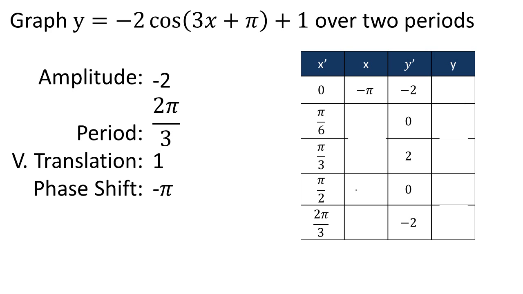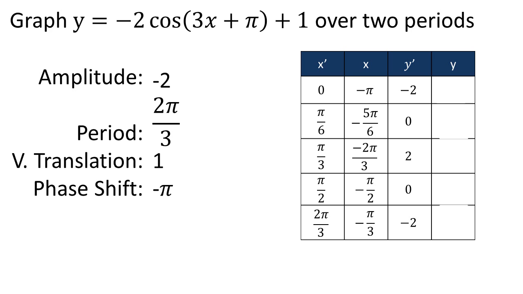Pi over 6 plus negative 6 pi over 6, that's what's going to give me the common denominator, is negative 5 pi over 6. Pi over 3 plus negative 3 pi over 3 is going to give me negative 2 pi over 3. Pi over 2 plus negative 2 pi over 2 is going to give me negative pi over 2. And 2 pi over 3 plus negative 3 pi over 3 is going to give me negative pi over 3. So those are going to be my x coordinates for my dots that I'm going to draw.